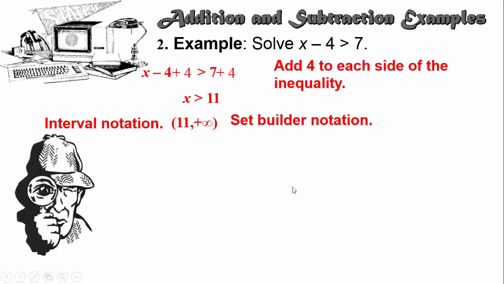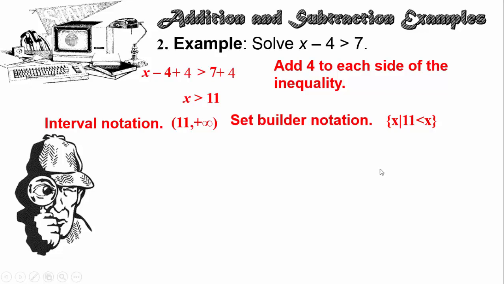In set builder notation, we write curly bracket x where 11 is less than x, or we can write curly bracket x is greater than 11. Either way is fine. Note that the x is on the bigger side of the inequality. That means the x is going to get bigger and bigger.